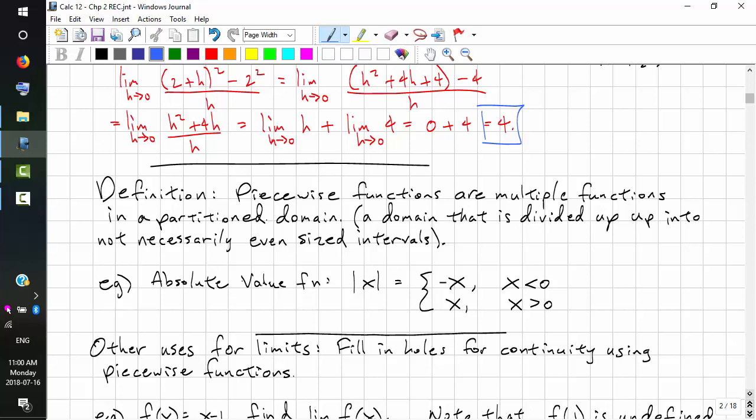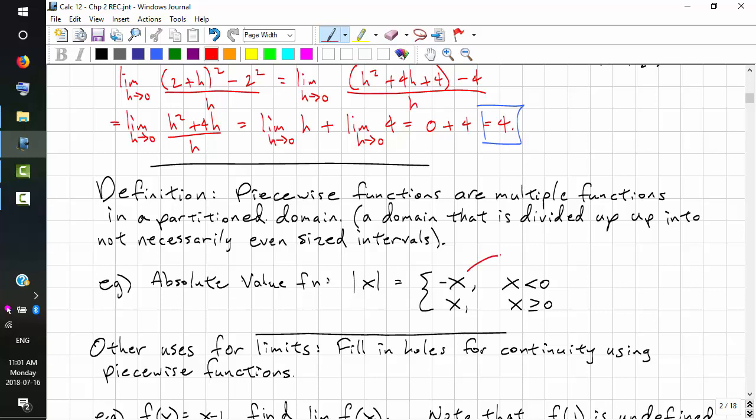Okay, you might have seen this before, but this is a definition. Piecewise functions are multiple functions in a partitioned domain, a domain that is divided up into not necessarily even-sized intervals. So, for example, we have the absolute value function, the absolute value of x. It equals negative x when x is less than 0. It equals positive x when x is greater than 0. This should have an equal sign, greater than or equal.